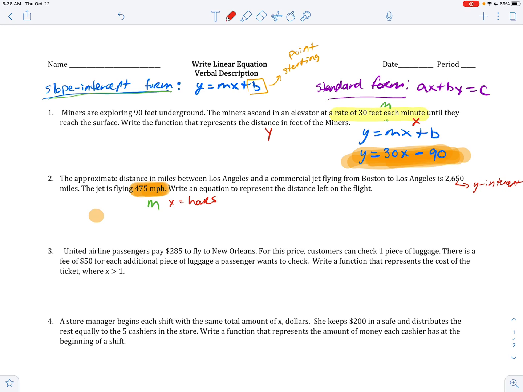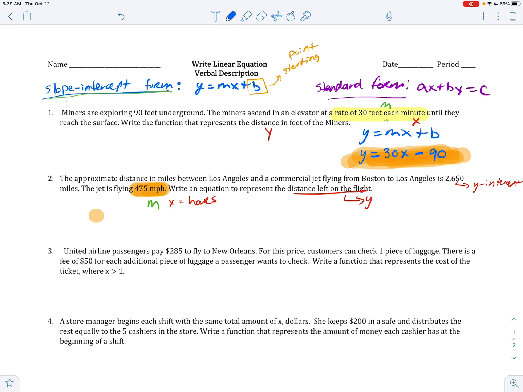So we start at 2,650, and every hour, are we getting further away from Los Angeles, or closer to, right? So when the question says write an equation to represent the distance left on the flight, that's the question, that's the y. So distance left on flight, y. Of course, this will be slope-intercept form because we're given the slope in the word problem. So let's write it.